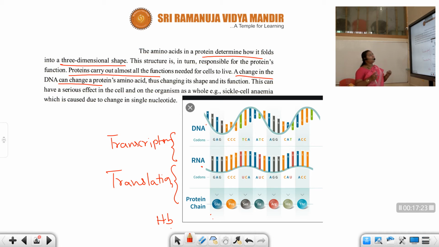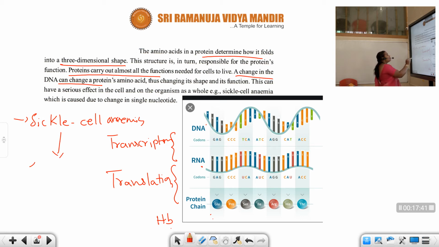So this can have a serious effect on the cell and on the organism as a whole. So people will suffer with sickle cell anemia. Sickle cell anemia is one of the diseases, students, which is caused due to a change in a single nucleotide. Even a small change alters the particular character which is exhibited. So this is about the code.